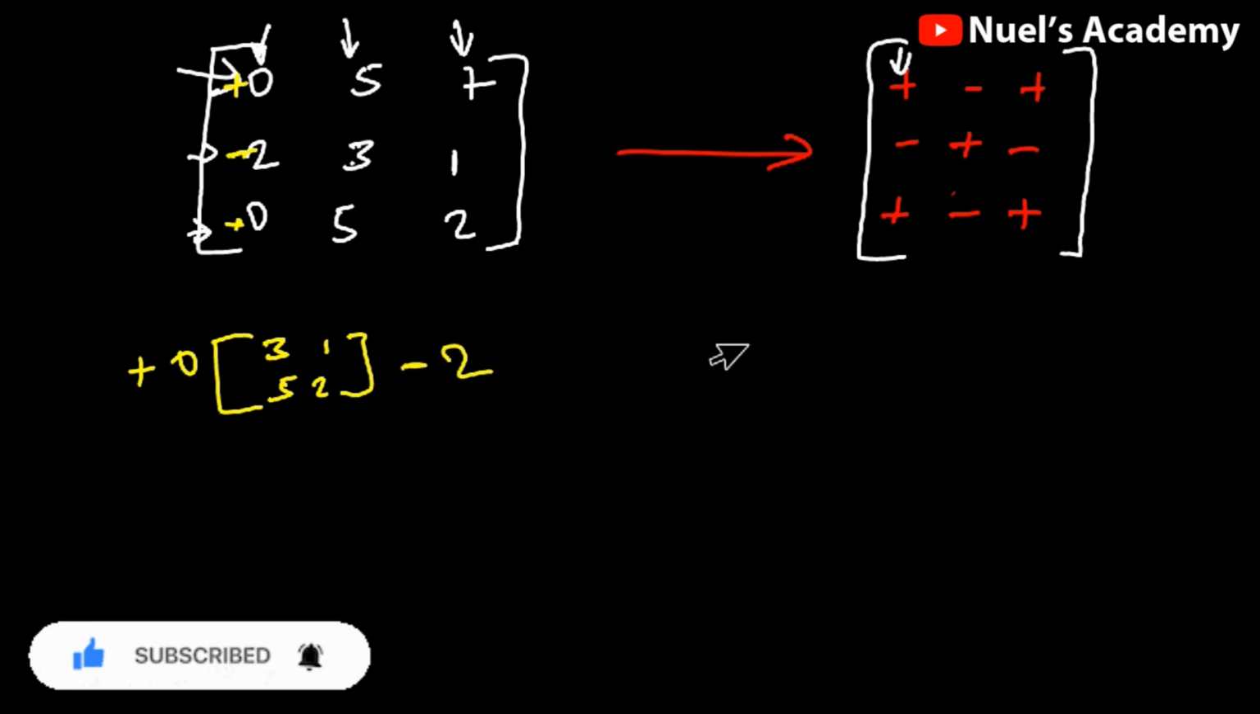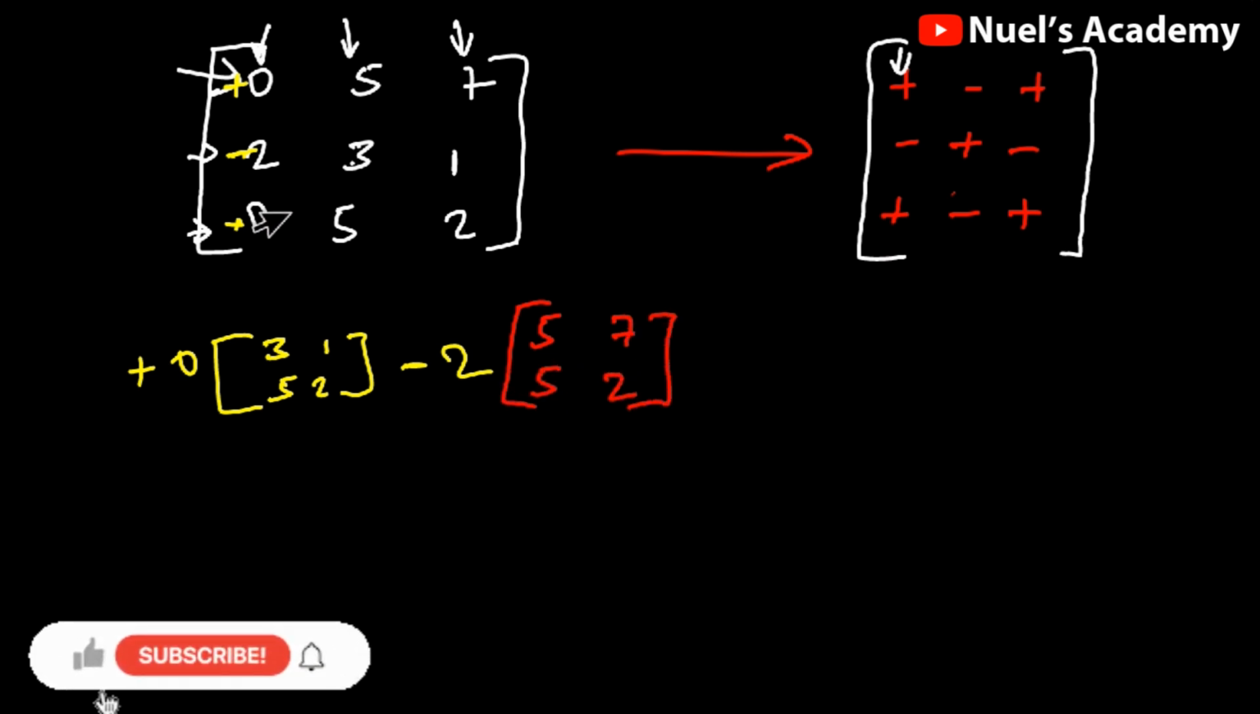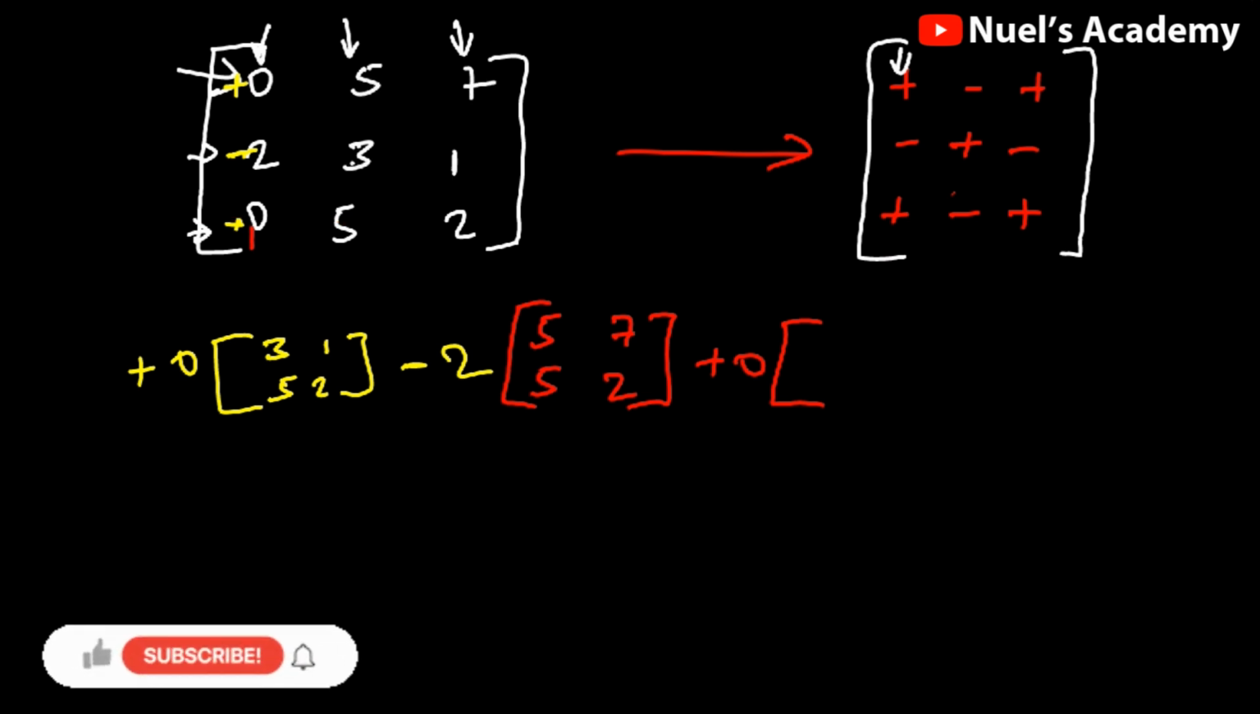We are going to eliminate the first column and then the second row. Then we'll be left with 5, 7, 5, and 2. So we have 5, 7, 5, and 2. Then lastly, we have plus 0. So we eliminate the first column and then the last row. We're going to be left with 5, 7, 3, and 1.